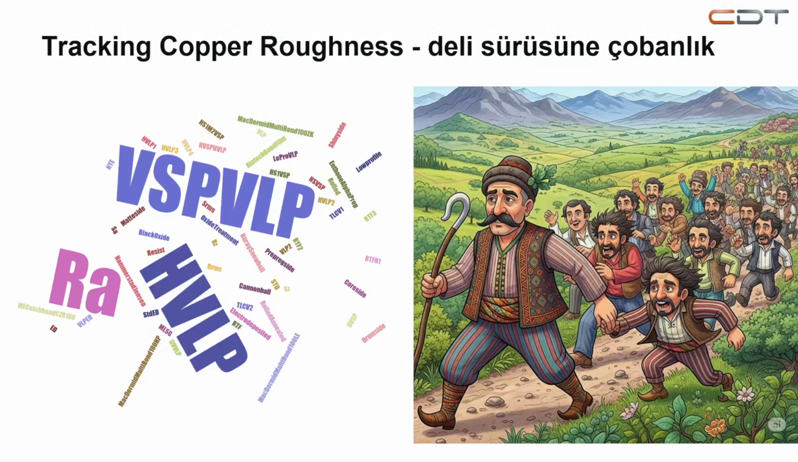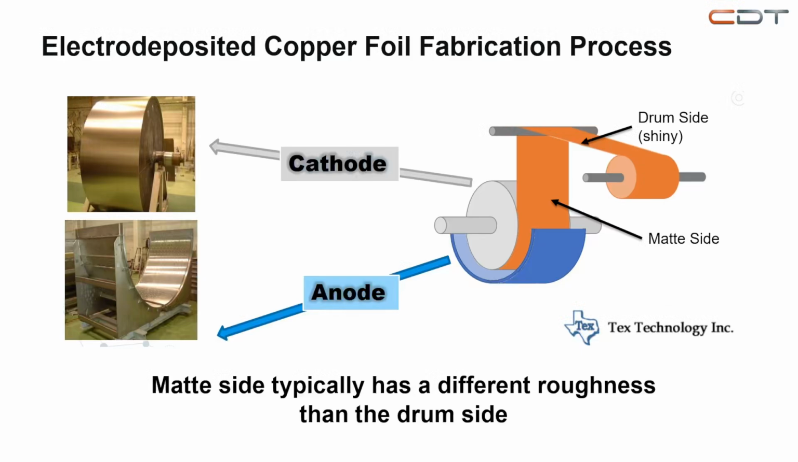The first thing that I already told you about a couple of years ago is tracking copper roughness. So what is copper roughness? Why is it different? What do all these abbreviations, VSP, VLP, HVLP, Ra, Rz, mean? Let's start from the very basics.